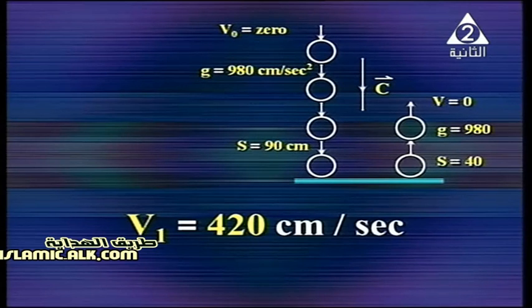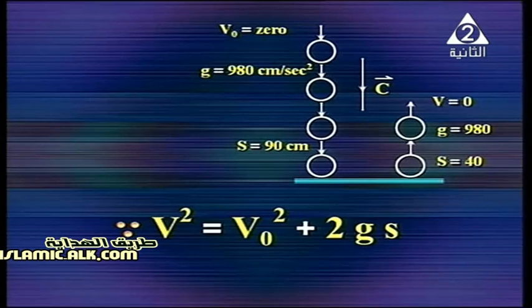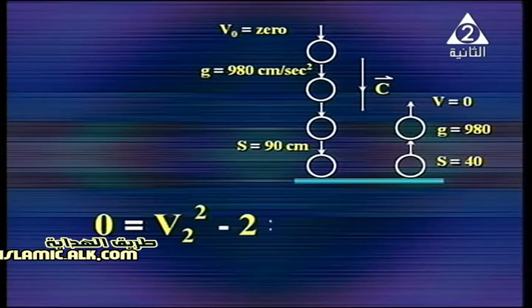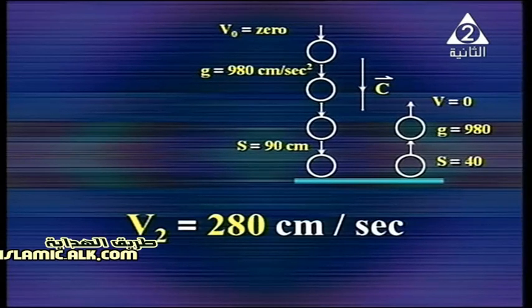In the second case, the rebound, look at V square equals V naught square plus 2gs. V square, the final velocity of the rubber ball, is 0. By substitution, final V square equals 0 and V2 square minus 2 times 9.8 times 40. Note, dear student, when the rubber ball goes up, the gravity force has a negative sign. In this case, we find V2 by using the square root. We find velocity 280 centimeter per second.